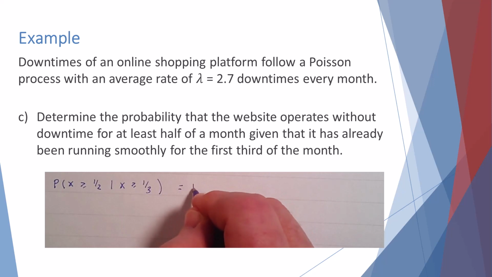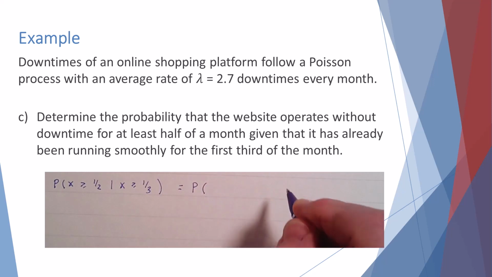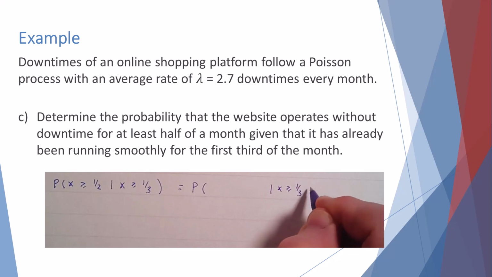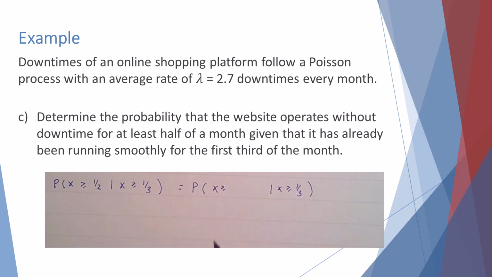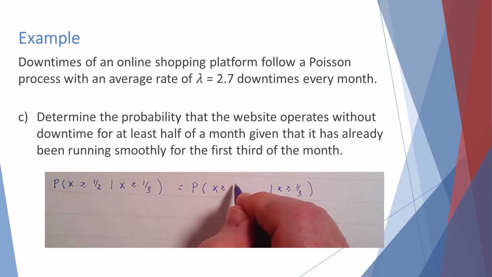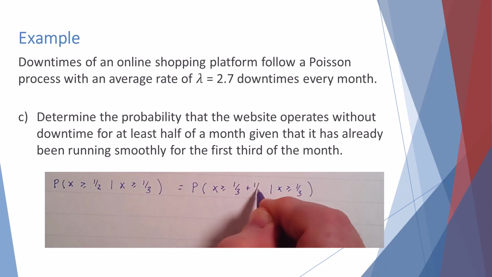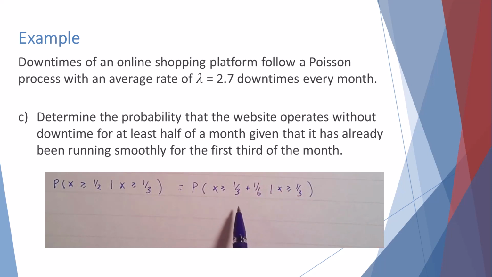Now let's go ahead and write this as the probability. I'm going to write down the conditional part first. X is greater than or equal to 1/3. And I want to write down this first part here involving 1/3. So I have x is greater than or equal to 1/3 plus 1/6. And we can see here that 1/3 plus 1/6 gives us 1/2.